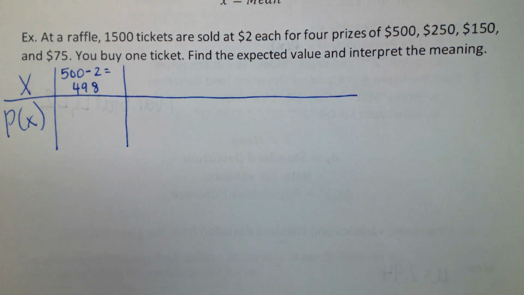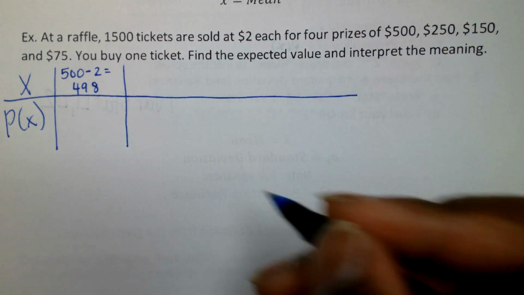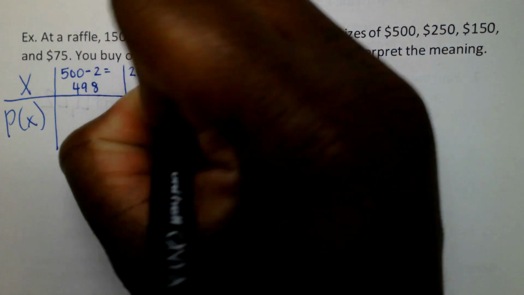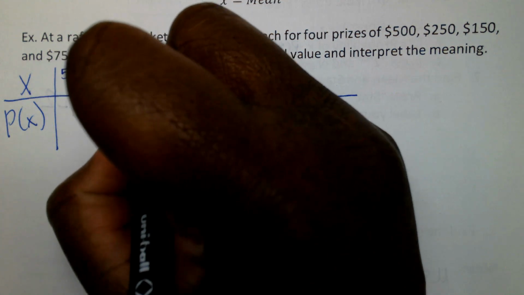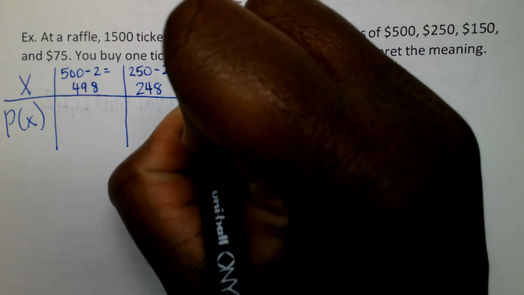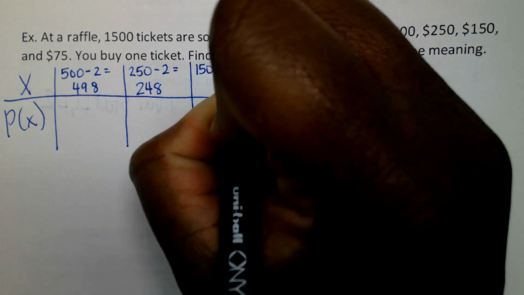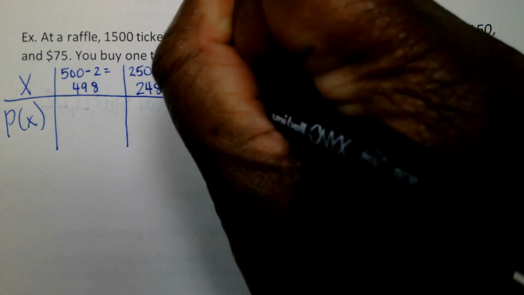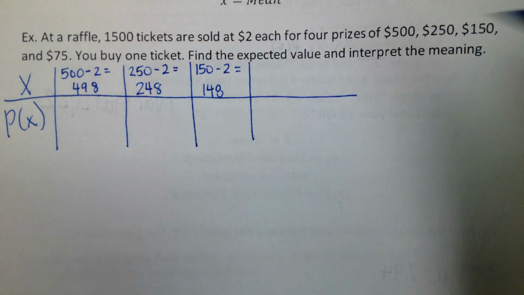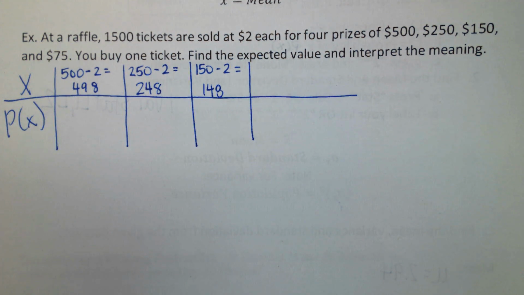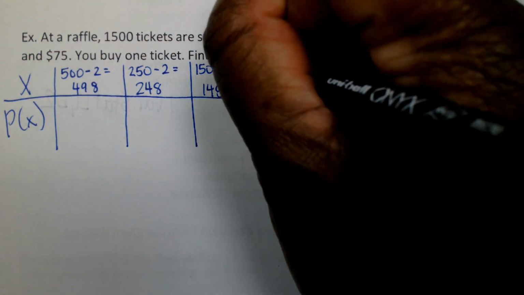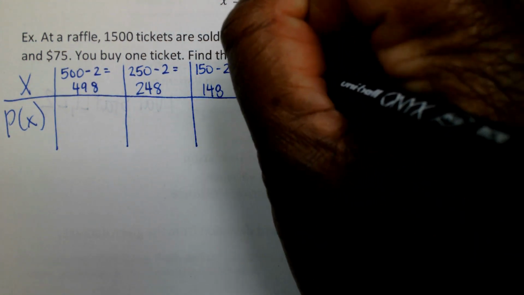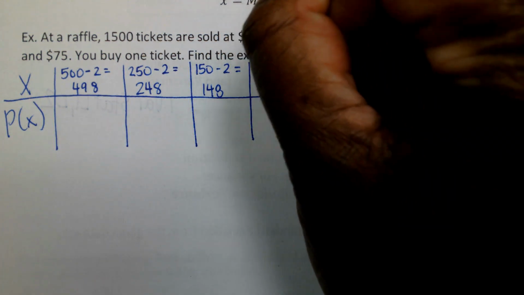And we're going to do that for all of our winnings. So $250, but we put in $2 for second prize. That leaves us with $248. $150, but we put in $2. That leaves us with $148. The last prize, $75, but we put in $2.